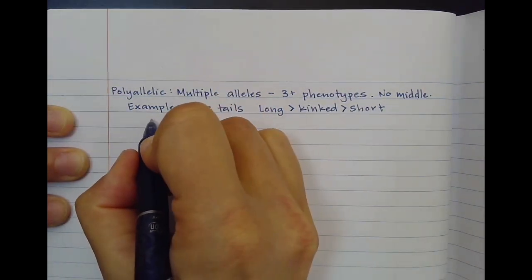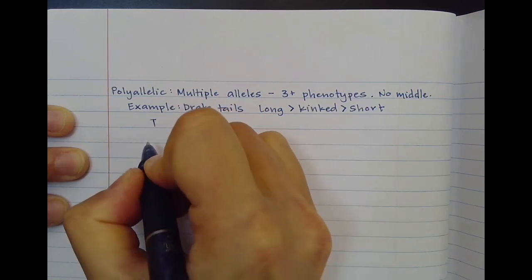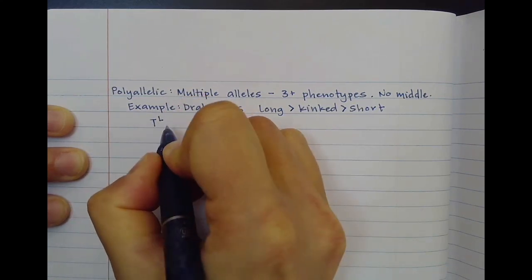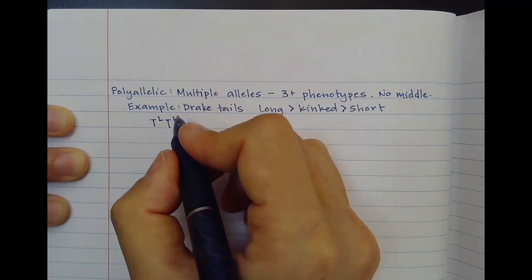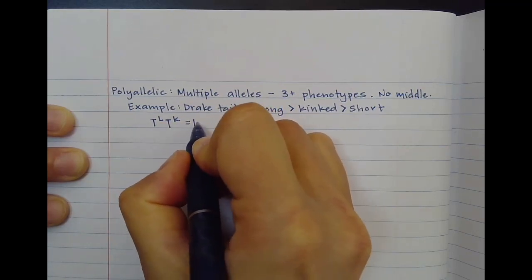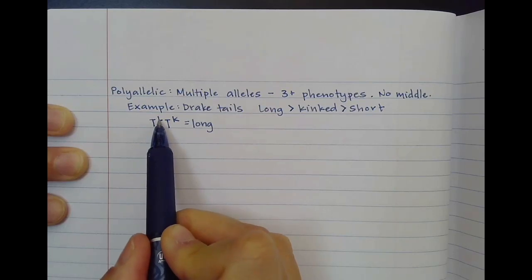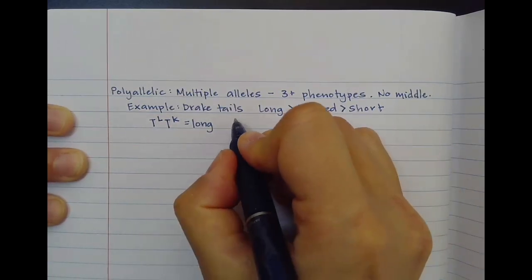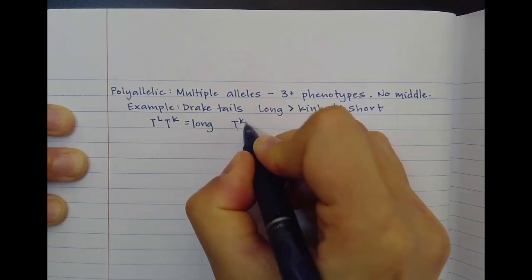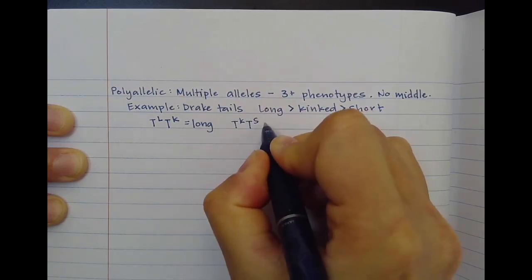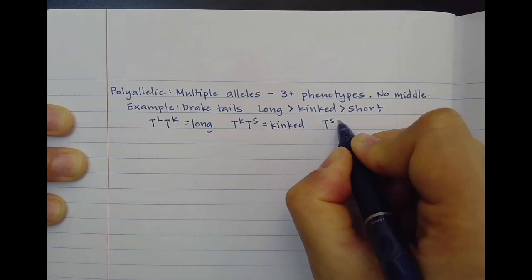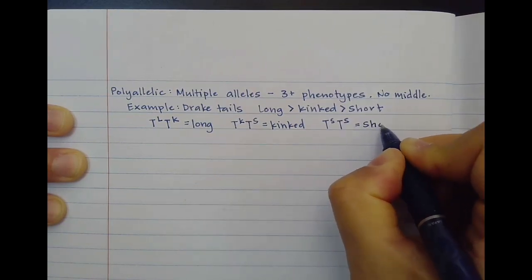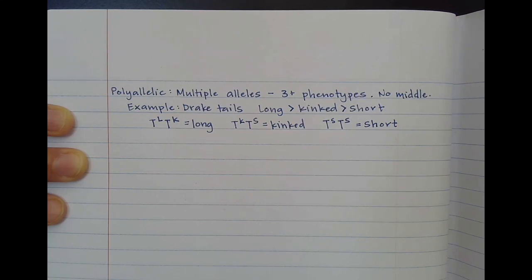So I'm going to write this in a new way. I'm going to say that the tail gene can have a long allele, or the tail gene could have a kinked allele, and this would result in a long tail. If I had long, long, that would also be long. Now, if I have a tail gene with a kinked allele and a tail gene with a short allele, that's going to be kinked. And the only way to get a short tail is to have TS, 2 of the short tail alleles.